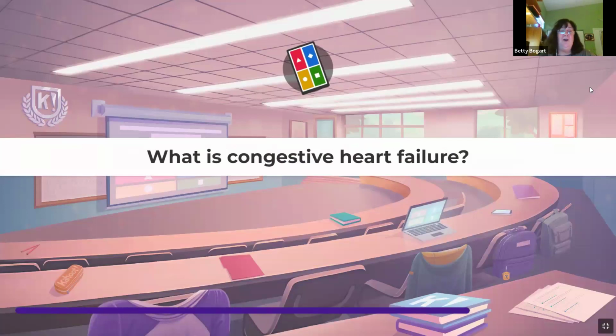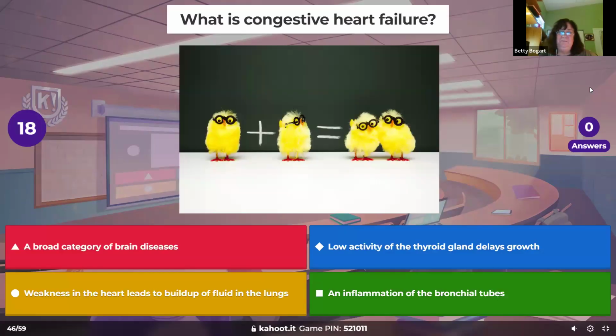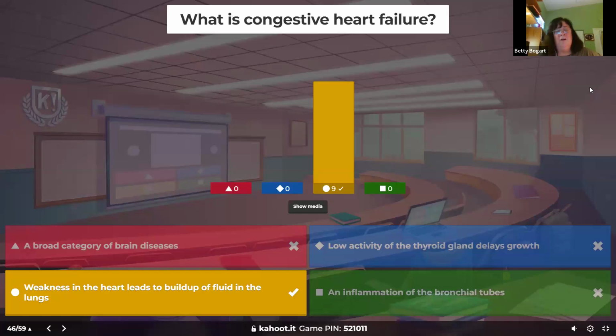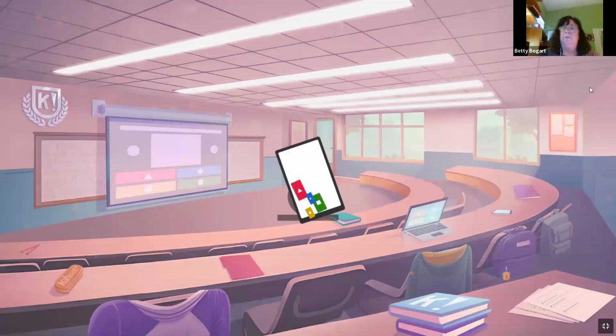What is congestive heart failure? So we know the heart's not working right for whatever, whether it's a kink, whether it's the muscle, whatever, and the blood will just go up to the lungs and sit there and fill up. Very good.